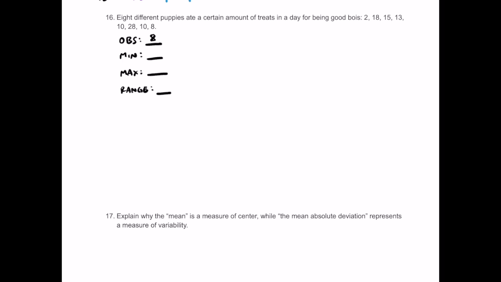So for the min, maybe let's write them in order from least to greatest first. 2 is the smallest, and then 8 is the next smallest. Then 10 and 10 would be the next two. Then we have 13, 15, 18, and 28. We had 8 different puppies, and I still have 8 different numbers, but now it's easier to find the min, which is 2, and the max, which is 28. Finding the range is easier now: 28 minus 2 is equal to 26. So 26 would be the range here.